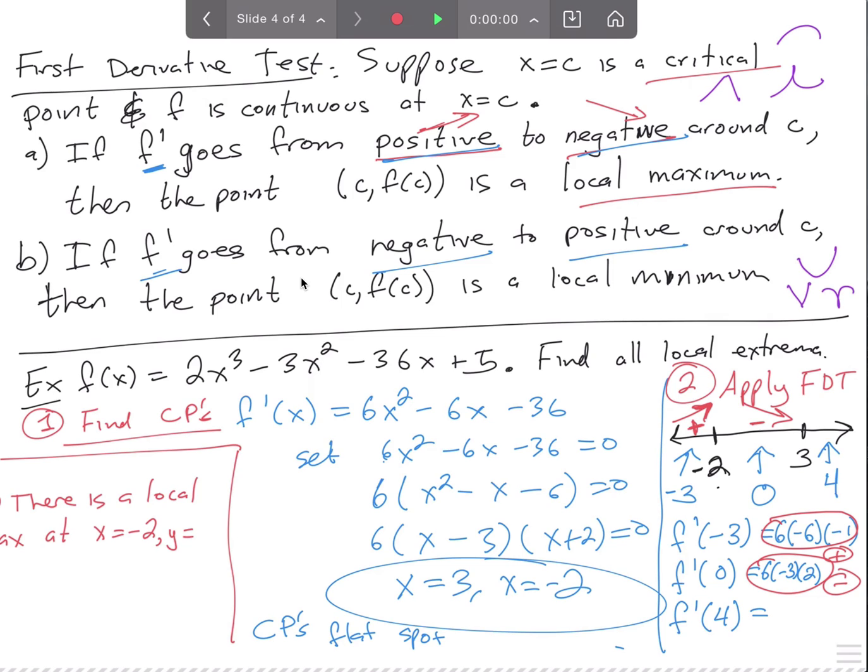What's the y value there? I would have to plug it into the original function in that case, if I wanted to find the y value. Okay, so we'll leave that there. We'll do that in a minute. Let's finish the first derivative test. So here, if I plug in 4, I get 6 times 1 times 6, right? And that's going to be positive. So that tells me that it's increasing, right? So what does that mean about 3? There's a local minimum at x equals 3.